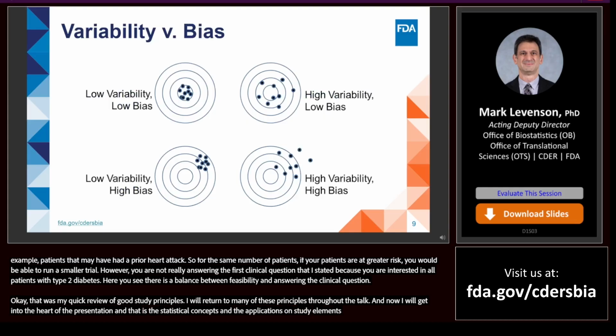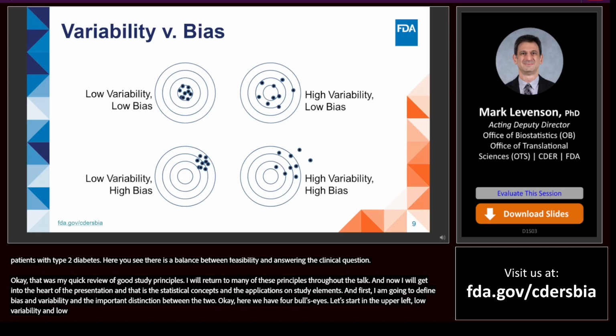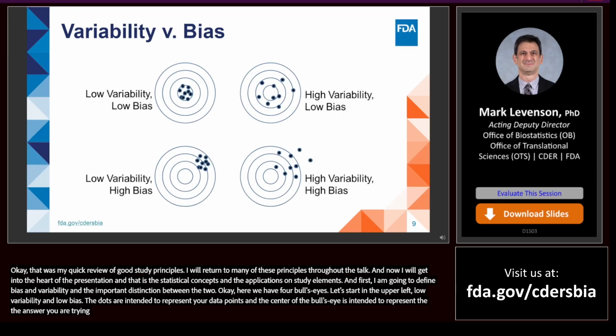Okay, here we have four bullseyes. Let's start in the upper left, low variability and low bias. The dots are intended to represent your data points, and the center of the bullseye is intended to represent the truth, the answer you're trying to seek. So in this bullseye on the upper left, we see how data points are packed closely together. That's the low variability, and they're actually centered on the center of the bullseye, and that's the low bias.